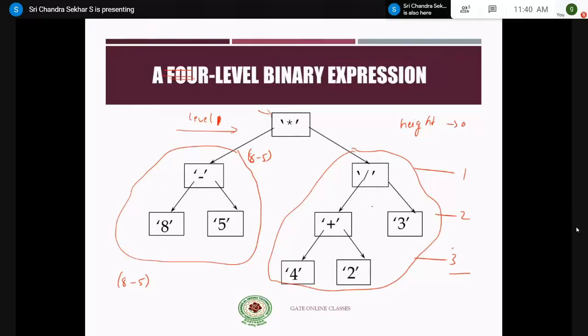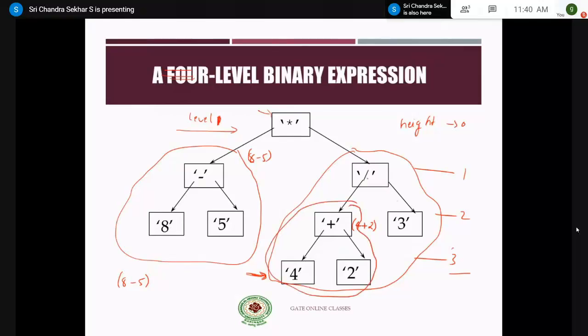Now you go for the right subtree of star. Here we have sub-expressions within sub-expression. Therefore, you have to go to the last level. This is very important. You have to go to the last level and evaluate it. Since 4 is the left child, you place 4 as the left operand, and plus, since 2 is the right child, you place 2 as the right operand, and you place it inside the parenthesis, right?